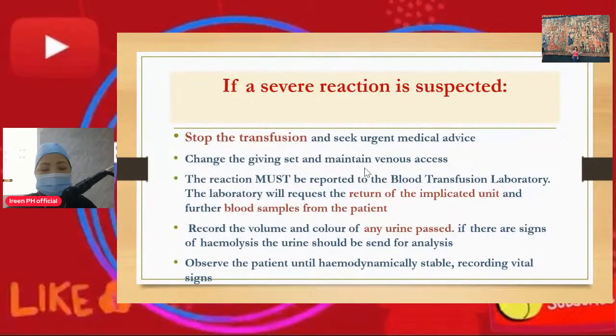The reaction must be reported to the blood transfusion laboratory. The laboratory will request the return of the implicated unit and further blood samples from the patient. Record the volume and color of any urine passed. If there are signs of hemolysis, the urine should be sent for analysis. Then observe your patient until hemodynamically stable, recording vital signs.